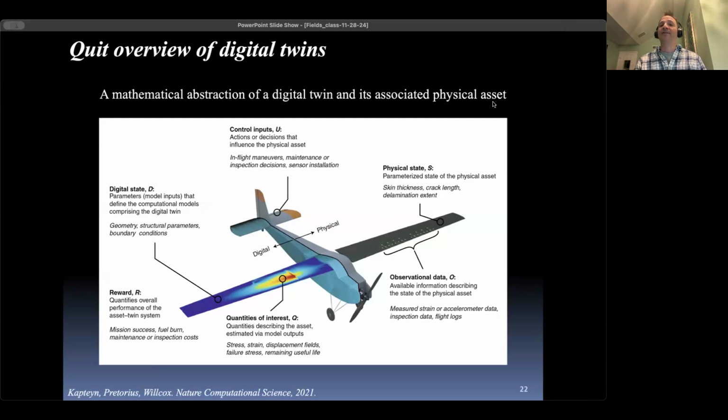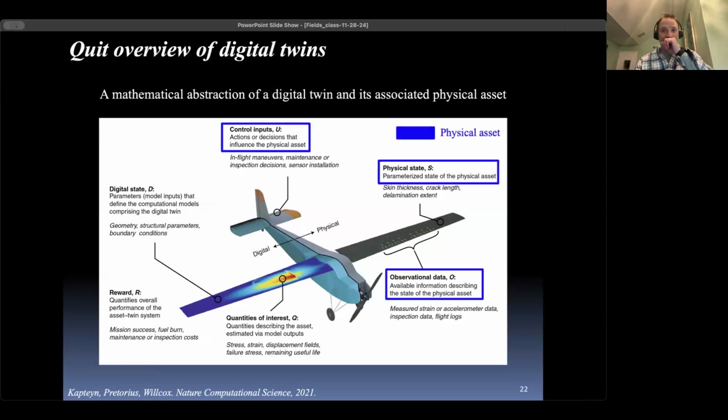They're aeronautical engineers, so they have these things that they call assets, whether it's a plane or a drone or whatever. We don't typically refer to patients as assets. We refer to them as patients, but the idea is the same. There are 6 components. 3 of them are associated with the physical asset, things you can touch and feel and measure. They exist in the real world in some sense. So you have the control inputs. These are the things you can do to the system. For them, it's things like in-flight maneuvers or maintenance or sensor installation. You can do that to the system you're looking at.